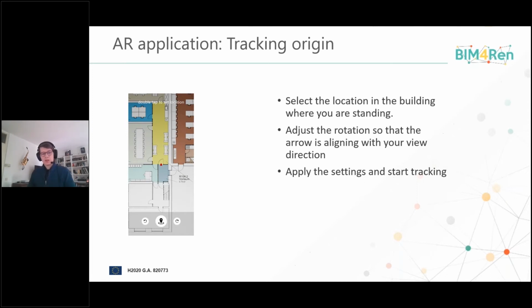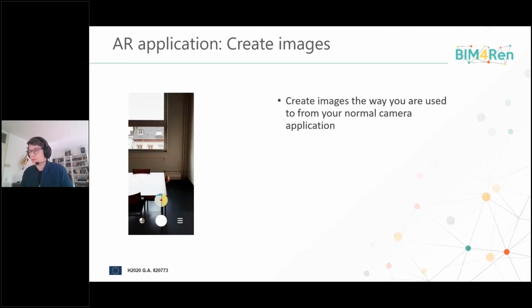So what we have to do is tell the application where we are standing in the real building right now. This position is synchronized with the position in our mobile application as a starting point. We can also rotate our camera so that the direction we are facing fits as well. And as soon as this is okay, we can just hit the start button and track ourselves in the building.